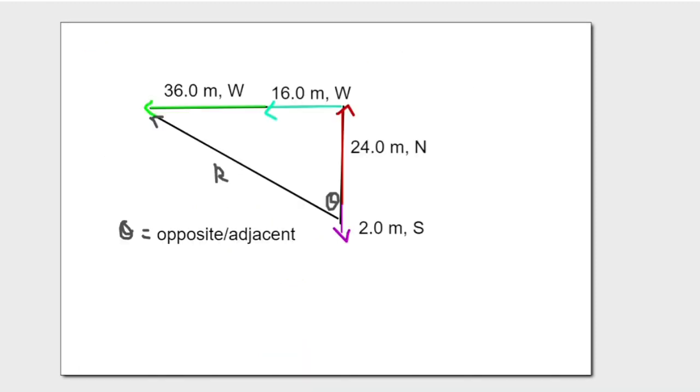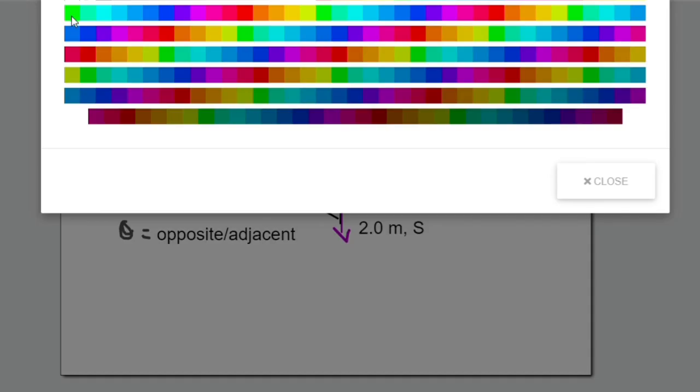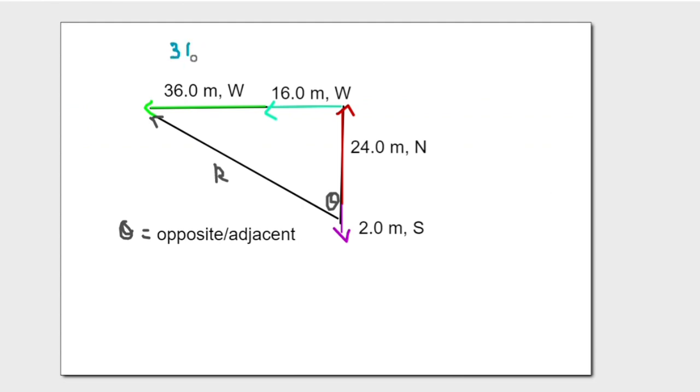Example 2. Now, how to use SOHCAHTOA to determine the direction of the resultant. Observe that the angle in the lower right of the triangle has been labeled as theta. Theta represents the angle that the vector makes with the north axis. Theta can be calculated using the tangent function.